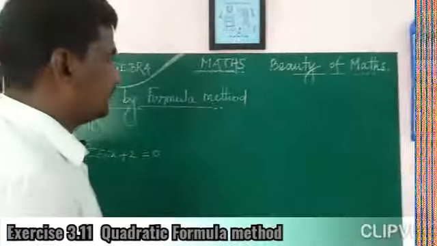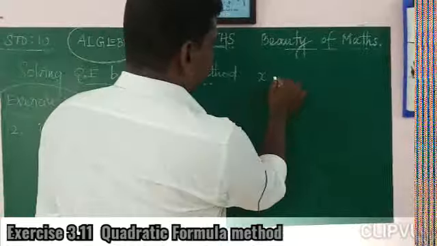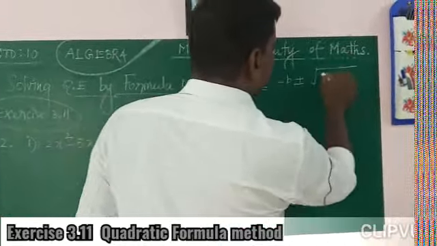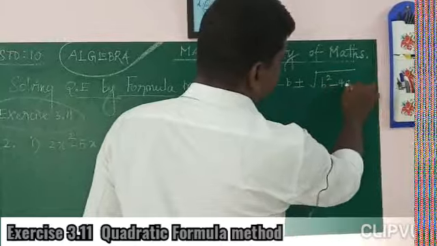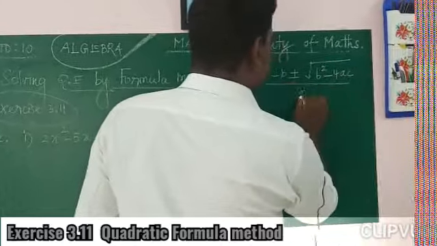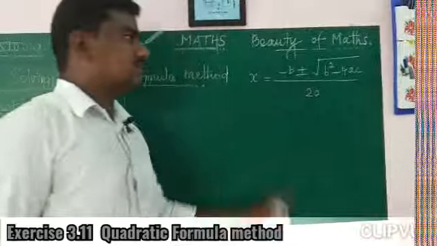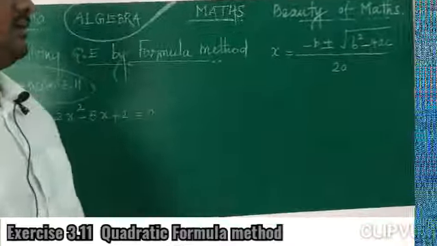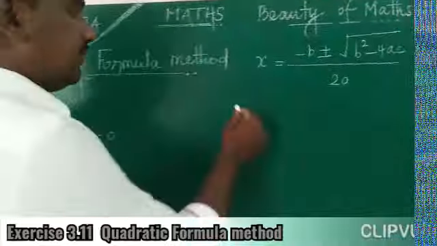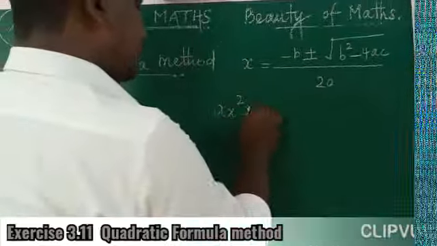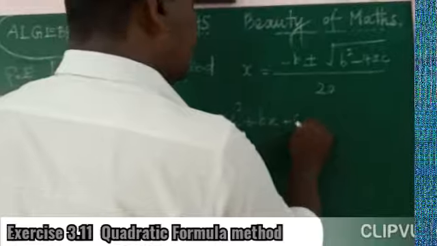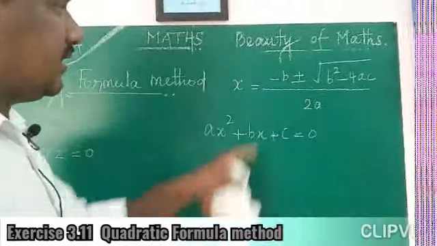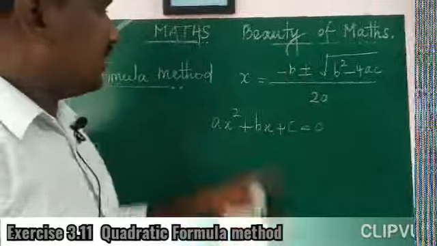What is the formula? You know very well. x is equal to minus b plus or minus root of b square minus 4ac, whole divided by 2a. This is called the quadratic formula method. So if ax square plus bx plus c is equal to 0 is a quadratic equation, then we can use this formula to find the root of x.